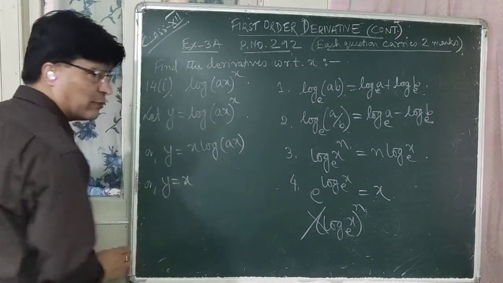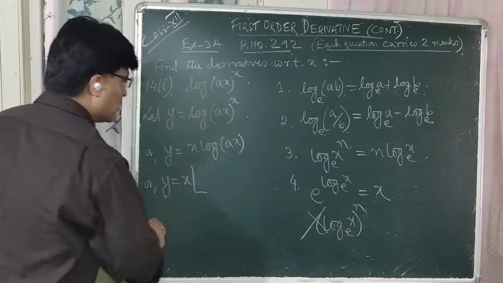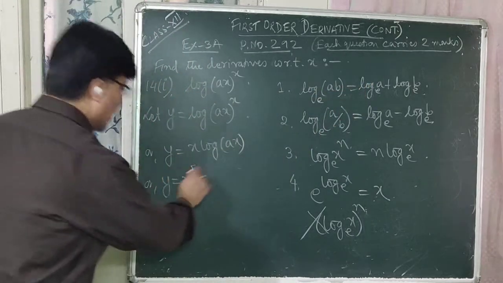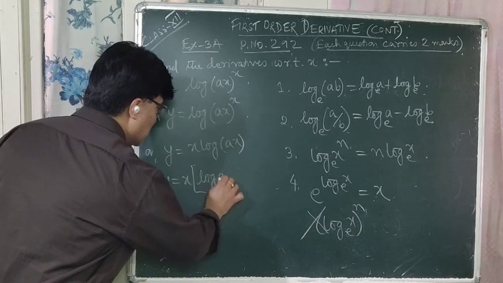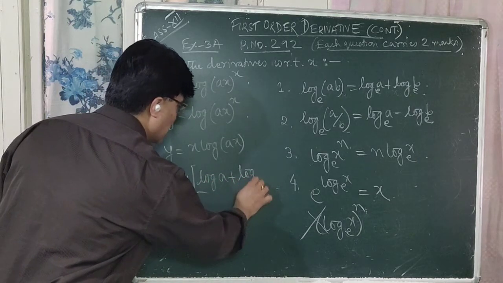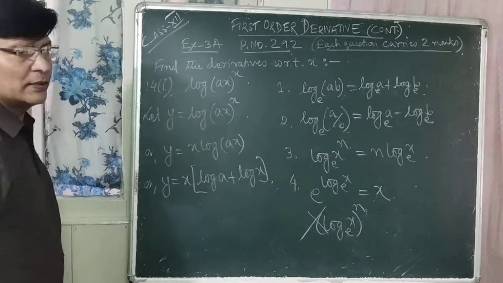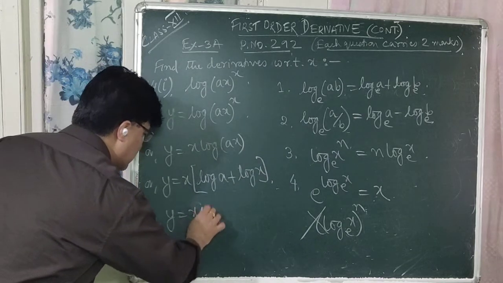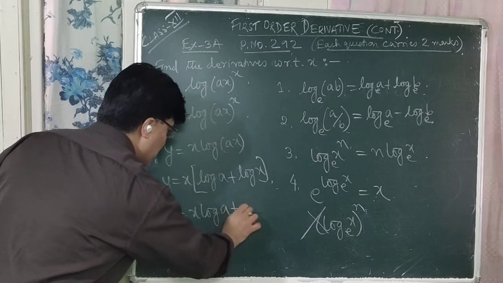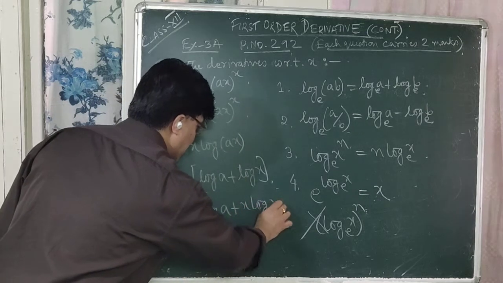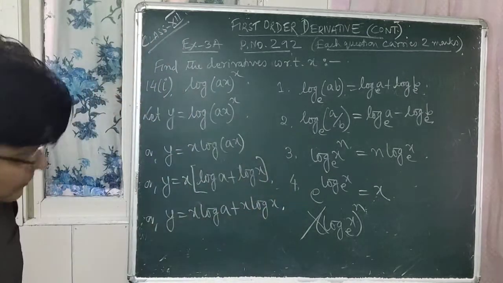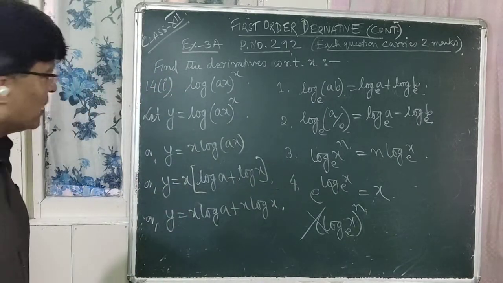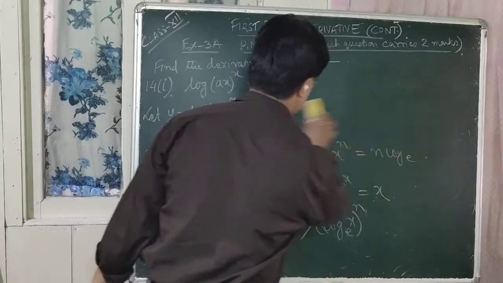You can use properties of logarithm here. Within the bracket, that is log of ab, log of ab is log a plus log b. Likewise, it is log a plus log x. Is that clear? Or y is equal to x log a plus x log x. Now this expression is simplified, and now you can easily differentiate it.